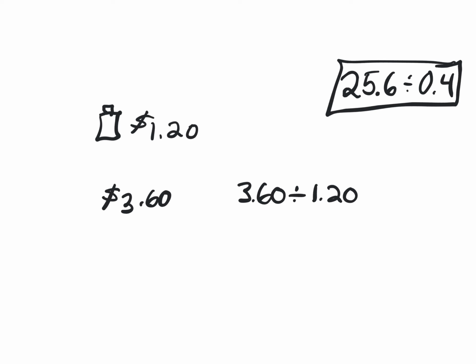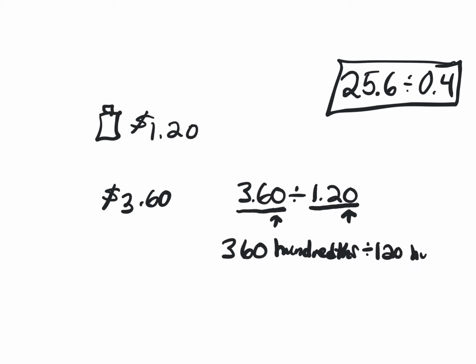$1.20. Now, in an earlier video, you might remember us saying, okay, well, let's talk about what we see here. $3.60 is the same as 360 what? What place value is that zero in? Well, it would be the same as 360 hundredths. And how about $1.20? Well, it's 120, and where does the zero land? In the hundredths place. So it would be 360 hundredths divided by 120 hundredths.